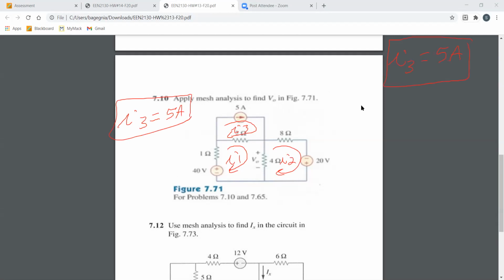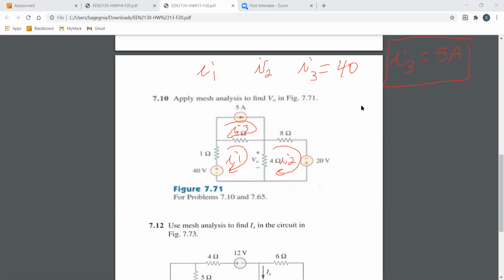Okay, now apply KVL. If you want to do the inspection method, we have I1, I2, I3 equals 2. Okay, the number after the equal will be the opposite sign of the 40. So 40 will be a negative, so when you take it to the right, it will be a plus.